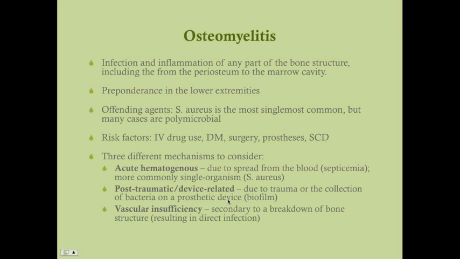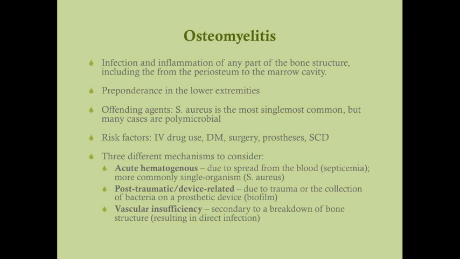Okay, now that we've talked about that, let's talk about osteomyelitis. We can break it down into the root words: osteo meaning bone, myelo meaning marrow, and itis meaning inflammation or infection. So it's an infection of the bone and the marrow. It doesn't have to be both, it could be one or the other. Generally it includes bone though. So this is infection and inflammation of any part of the bone structure, including the periosteum to the marrow cavity.